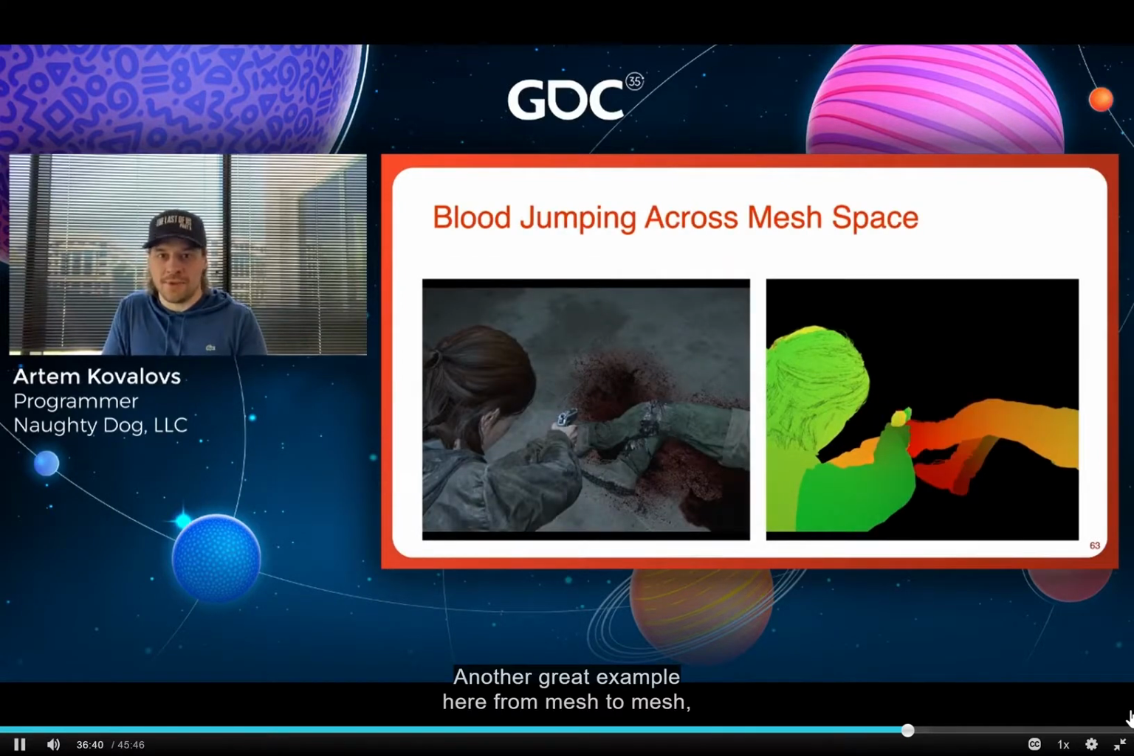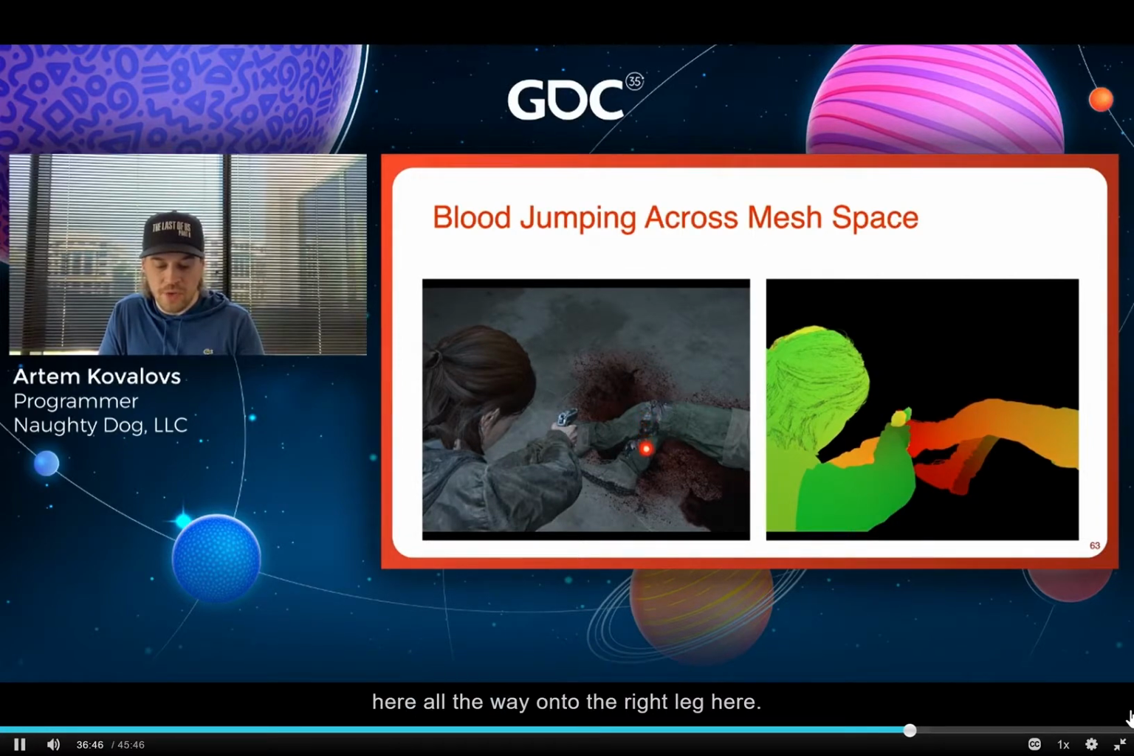Another great example here, from mesh to mesh: you will see how the blood dripped from the left knee all the way onto the right leg here, and that would be pretty hard to do using traditional methods.